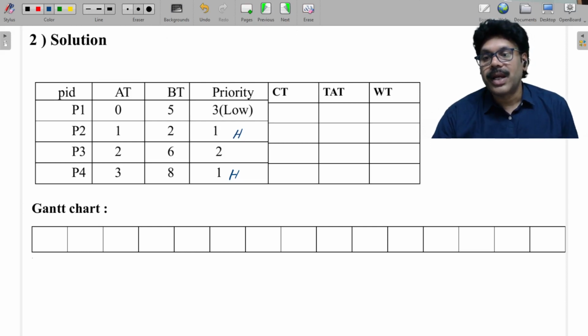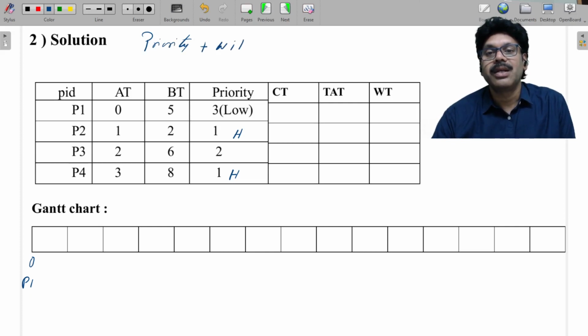Now you observe at time 0, there is only one process by name called P1. Whenever only one process is available, you can continue execution. That too, this is based on priority nature. And he said very clearly, no preemptions needed. Without preemption, it's very easy to solve.